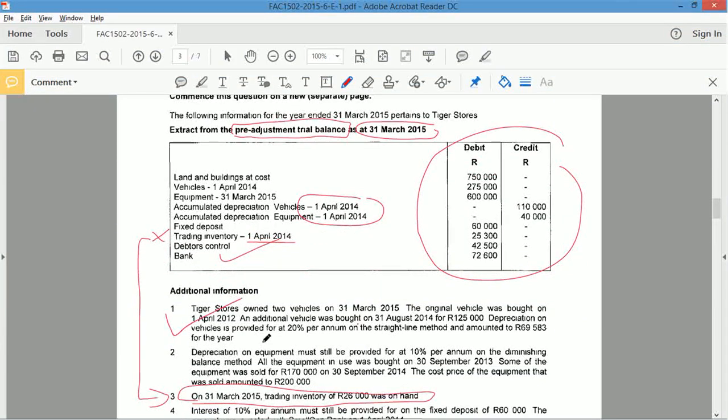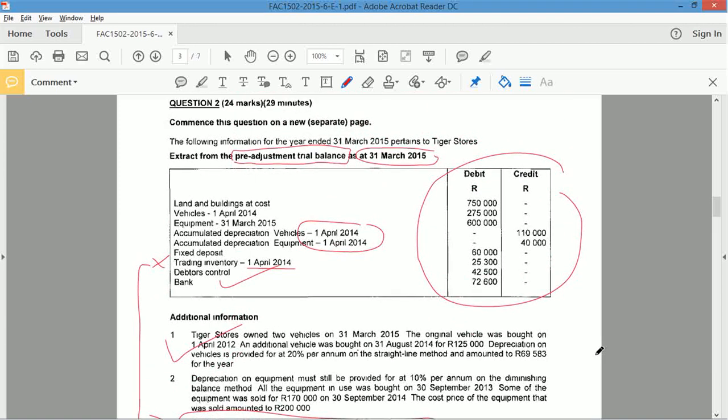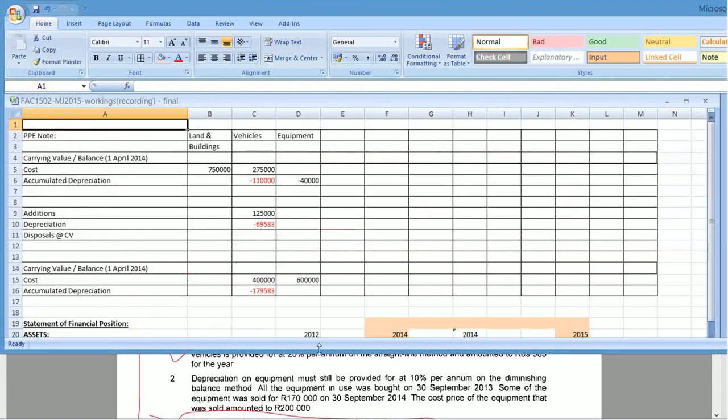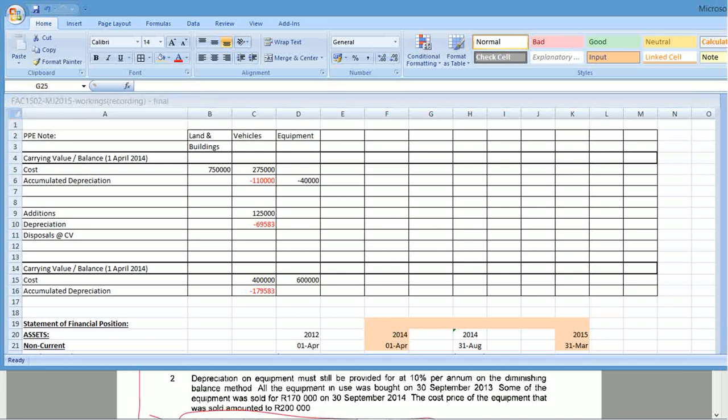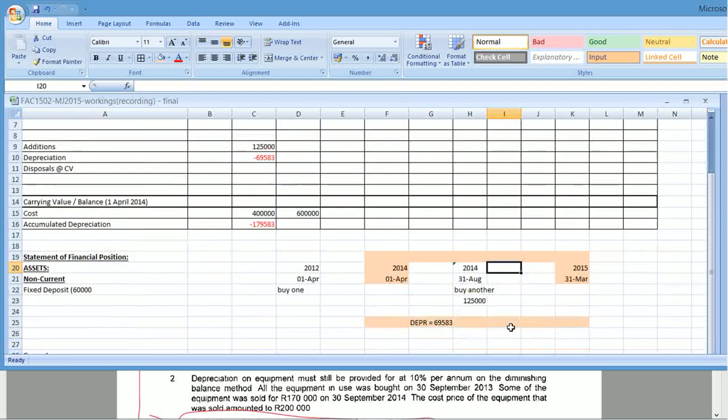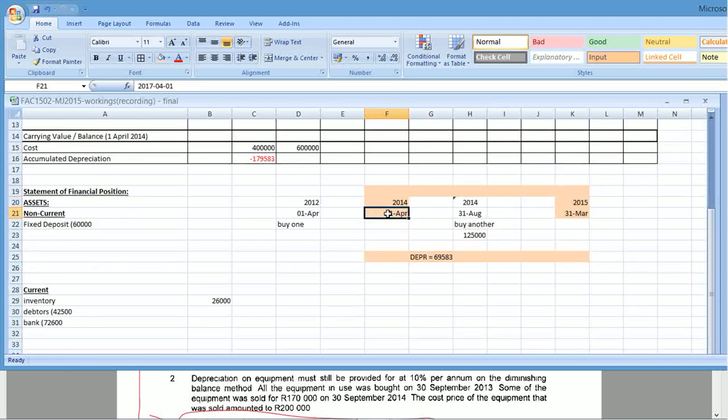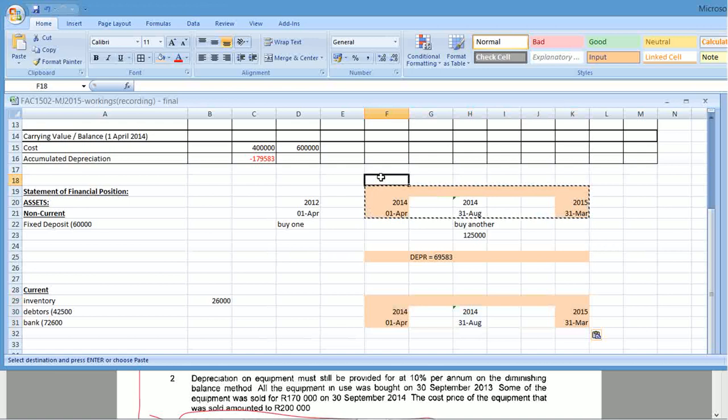We've looked at point number 1. Point number 2 says depreciation on equipment must still be provided for at 10% per annum on the diminishing balance method. Okay, diminishing balance. So that requires a timeline again. They said all equipment in use was bought on the 31st of December 2013. Some of the equipment was sold. Okay, so there's an asset disposal. So I'm going to need those dates. Start and end. This is for vehicles. This is for equipment.